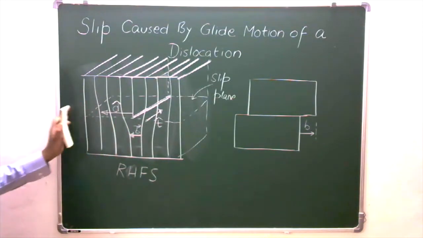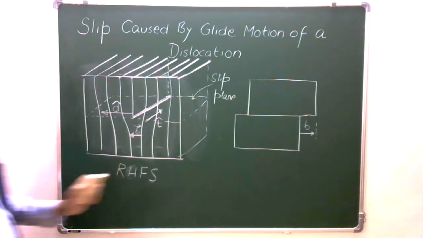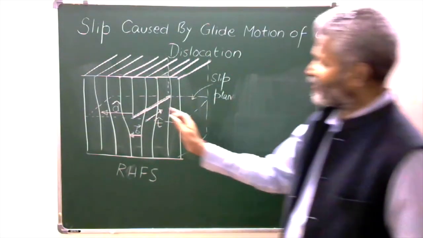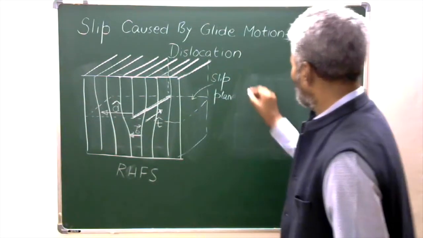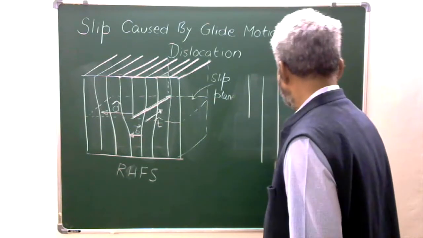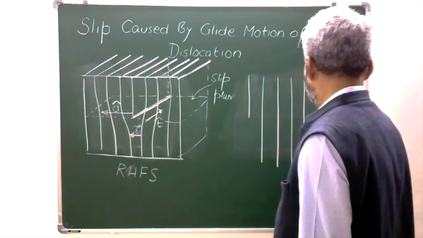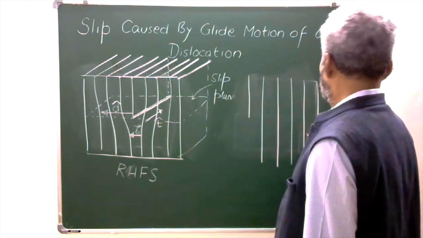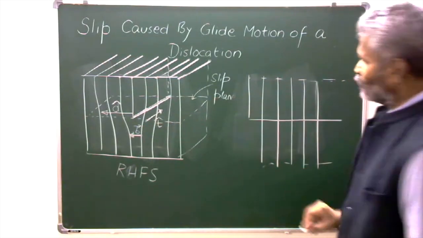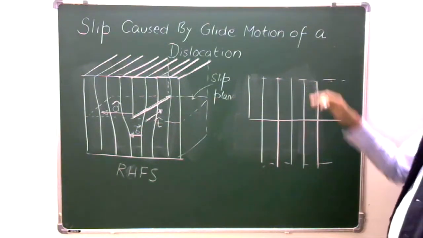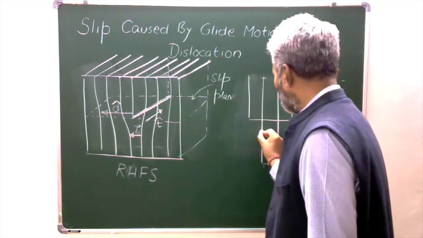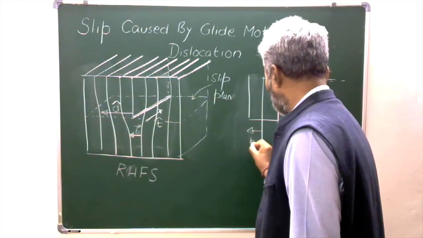So if this dislocation moves in the direction d and comes out, you can see that finally this extra half plane will emerge on the left edge. The extra half plane will emerge on the left edge. So this shows that the upper half of the crystal has moved with respect to the lower half by one Burgers vector b in this direction.